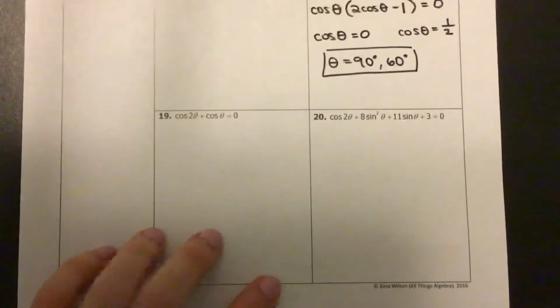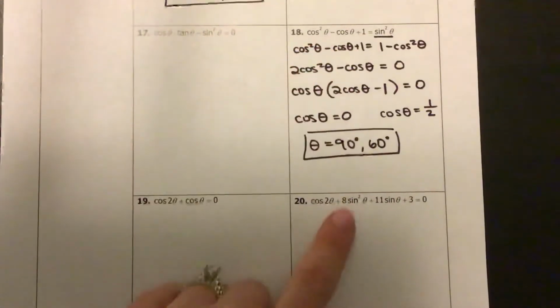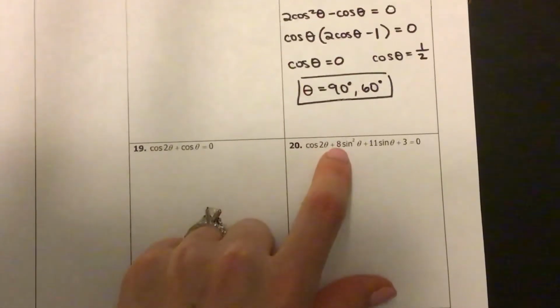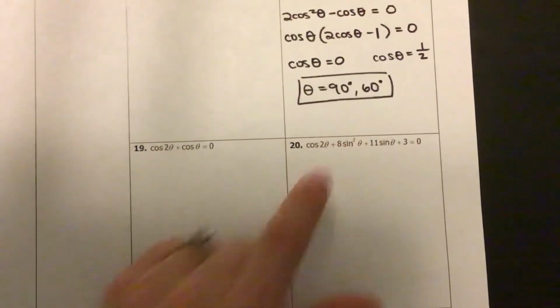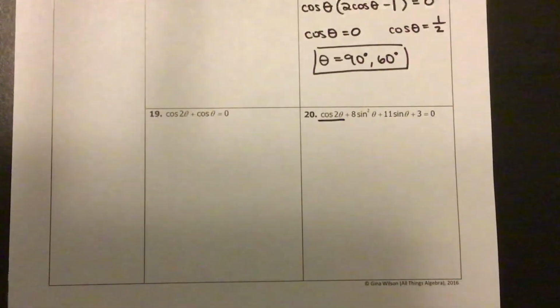All right, last one, number 20. You see a quadratic. So just like this one, it seems like we should be factoring, and we will be, but we can't have this mix of sine and cosine. So this is sine, this is sine, this is cosine, and it's one of our double angle formulas. So we're going to replace it.